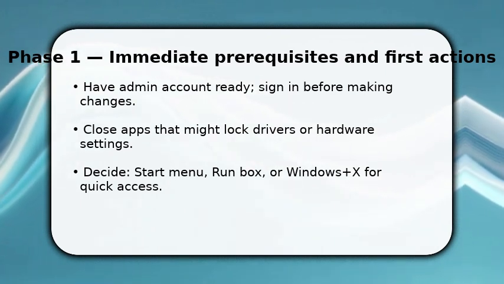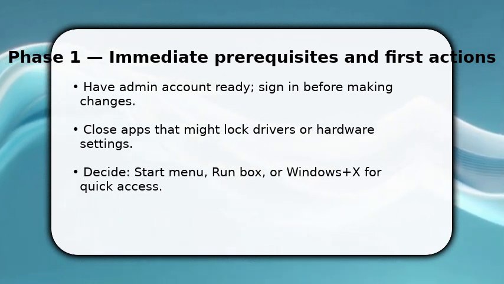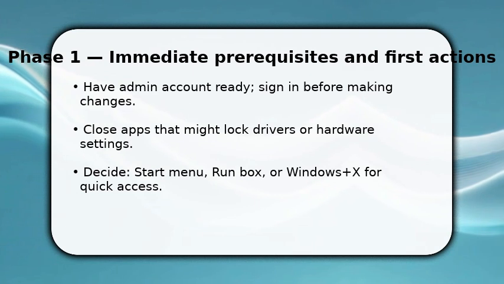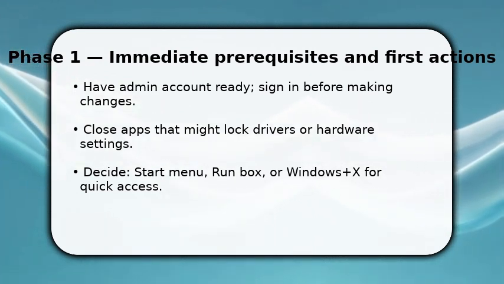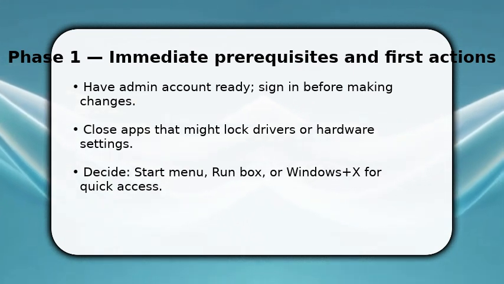Press the Windows key and type Device Manager for a search route, or use Windows plus X to open the Power User menu. Alternatively, press Windows plus R and enter devmgmt.msc. These are the first actionable steps. Pick one based on speed. Make sure you choose the method that fits your workflow, because each opens the same tool, but via different menus.